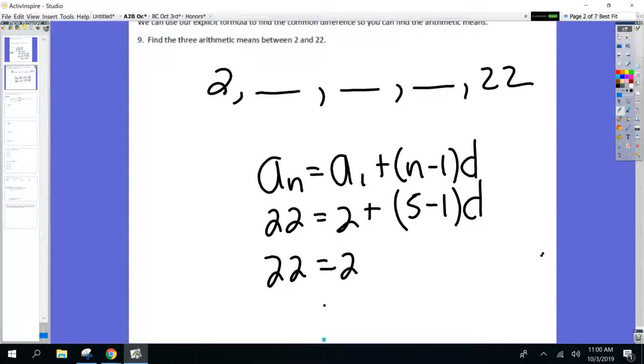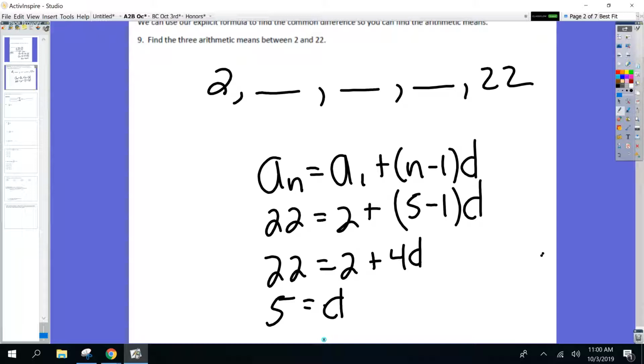22 equals 2 plus, what's this going to become? 4D. Go ahead, get the 2 over and divide by 4. The D value should be 5, okay? And again, what's that 5 going to tell me? Add 5 every time. Watch the magic now.